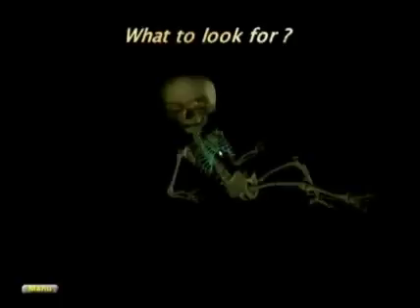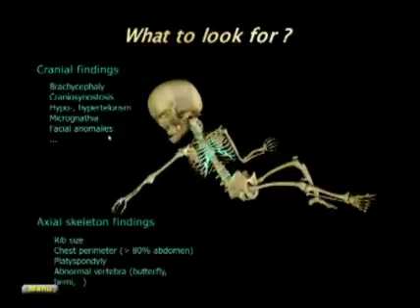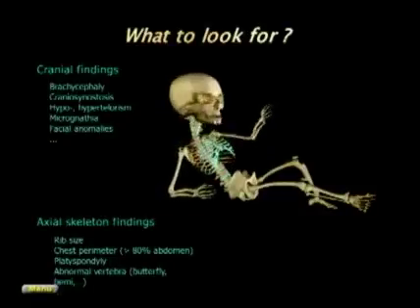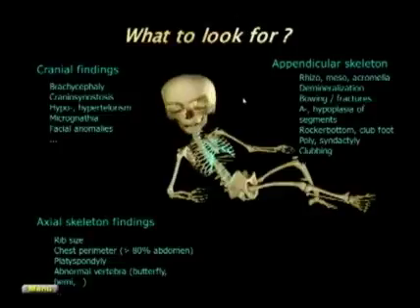So let's look at the different findings, and we're going to divide these into three large groups. First, we'll look at the cranial findings, and that will include brachycephaly, craniosynostosis, hypo- and hypertelorism, micrognathia, and some of the facial anomalies. Then we'll move into the axial skeleton findings, and we'll talk about the ribs, the chest perimeter, platyspondyly, the abnormal vertebrae, and so on and so forth. And then we'll finish with the appendicular skeleton, and we'll talk about the different disorders of the limbs themselves. So let's start with the cranial findings.